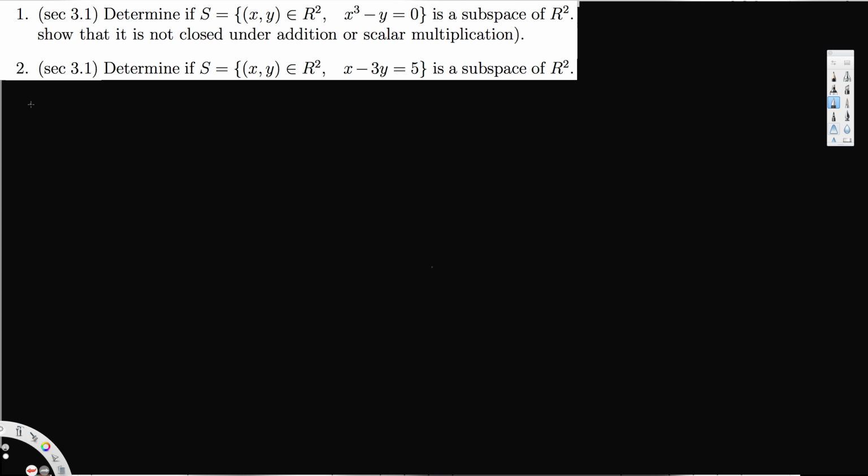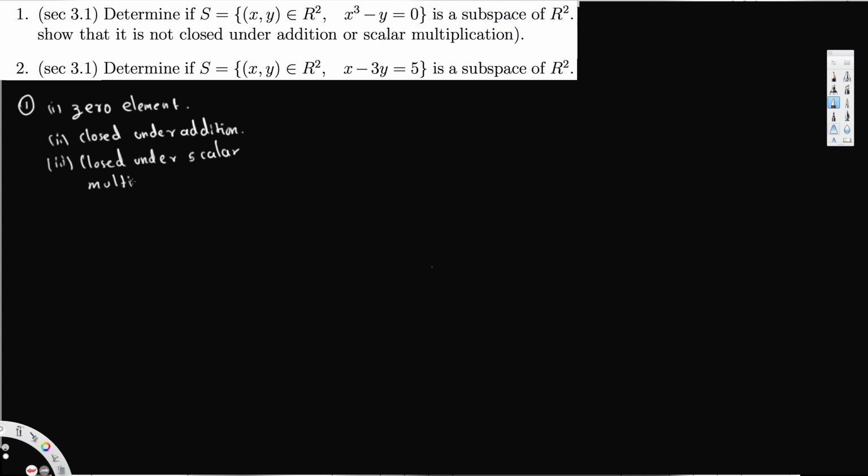In order to be a subspace of Rn, any Rn, it should satisfy three conditions. The first condition is it should have a zero element, the second one is it should be closed under addition, and the third one is it should be closed under scalar multiplication. For this one, these two are easy to check.